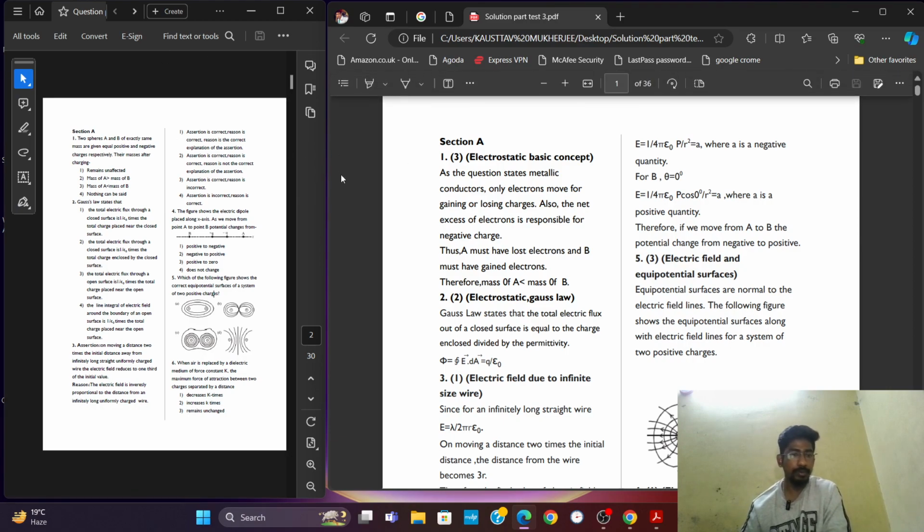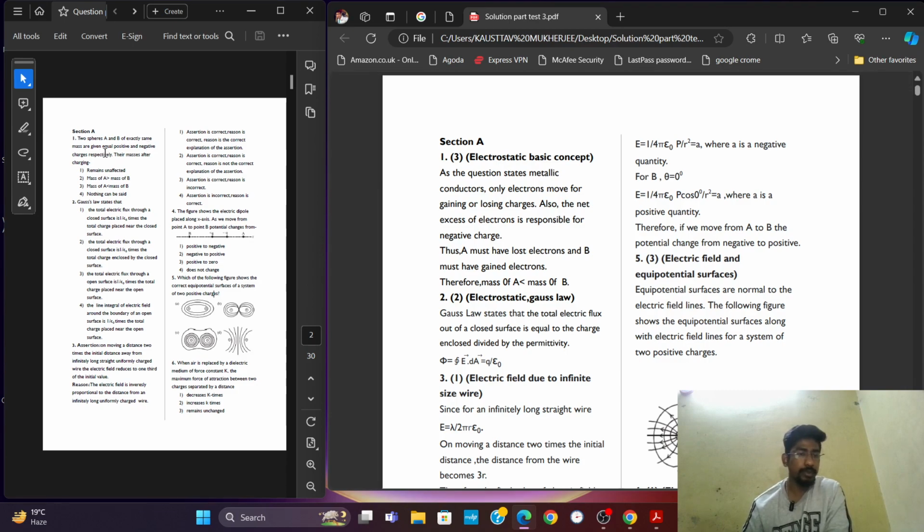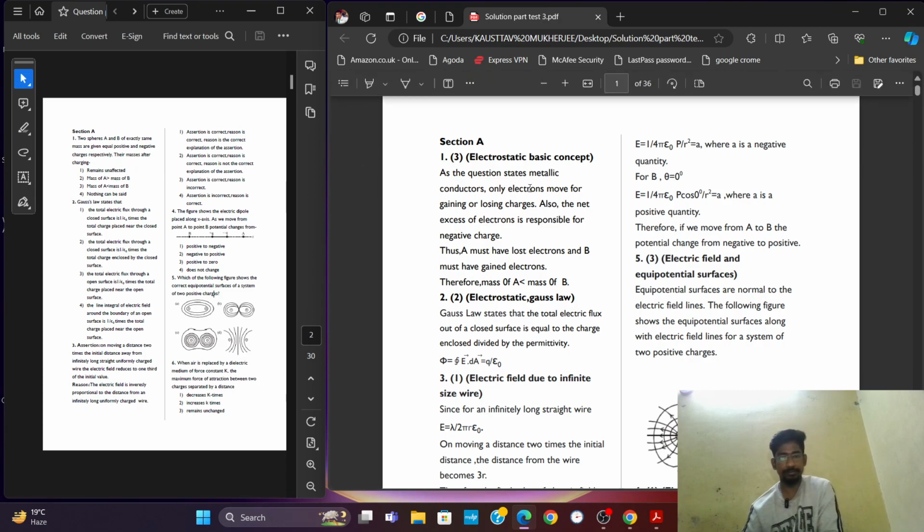Okay, so moving on to the first question. The first question is from electrostatics. Two spheres A and B of exactly the same mass are given equal positive and negative charges respectively. Their masses after charging. Okay, so the relation between mass and charge.